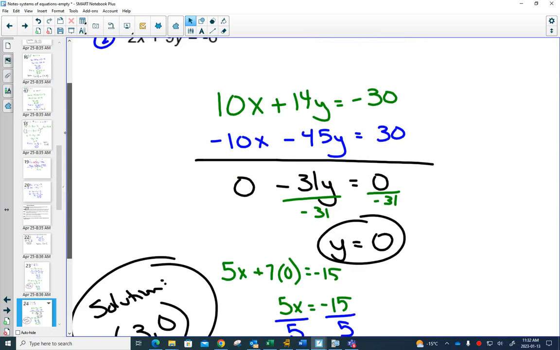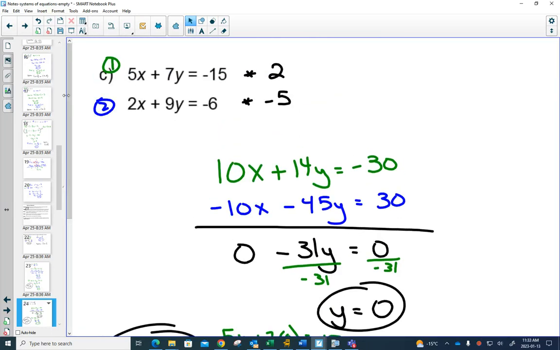Let's do some mental math. If you plug in negative 3 for x and 0 for y, does equation 1 work? Yes. If you plug in negative 3 for x and 0 for y, does equation 2 work? Yes. Perfect. Wonderful. Life is good. Until the next part?